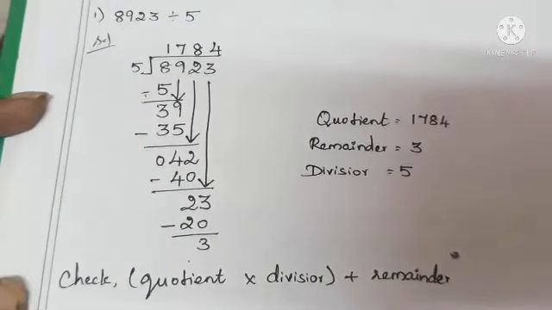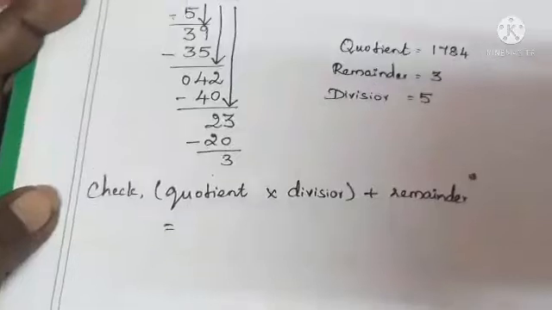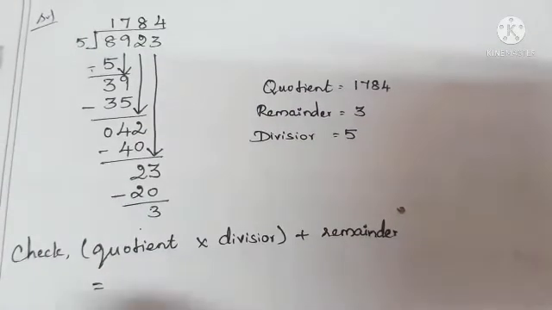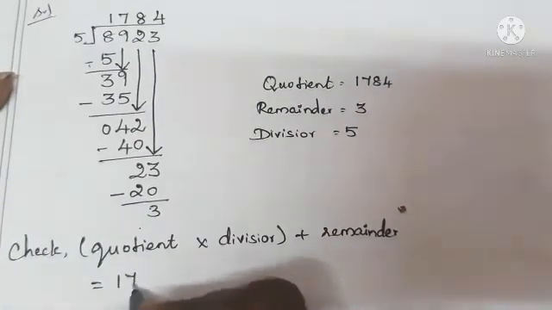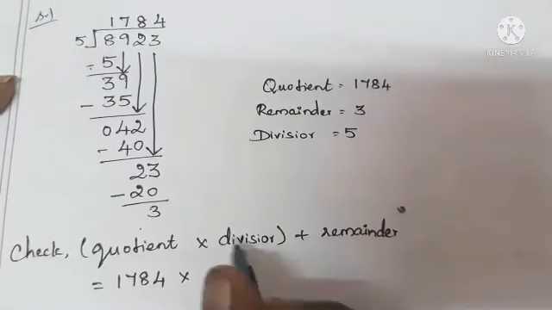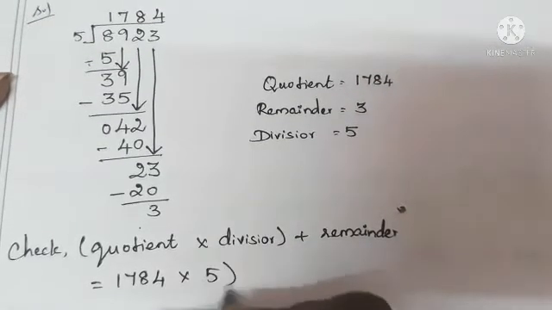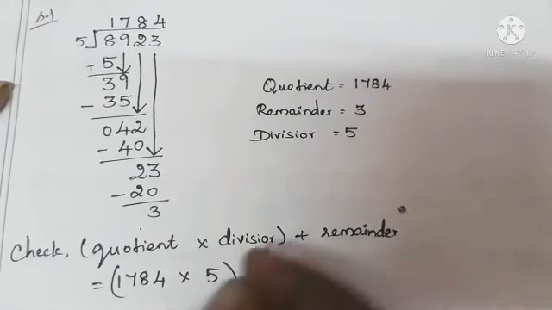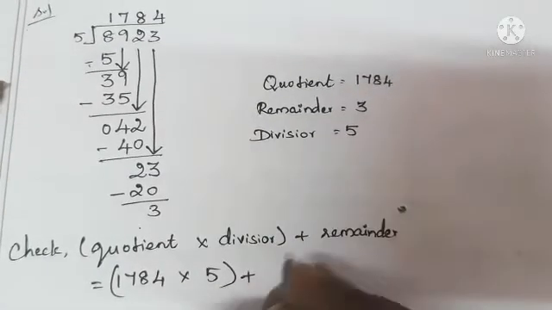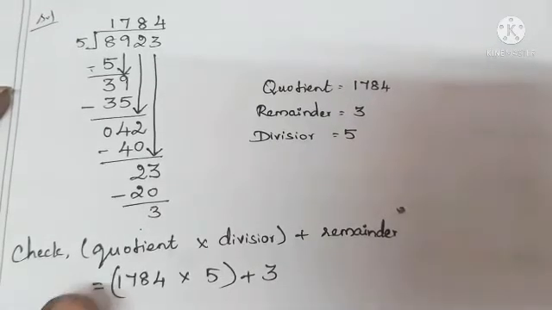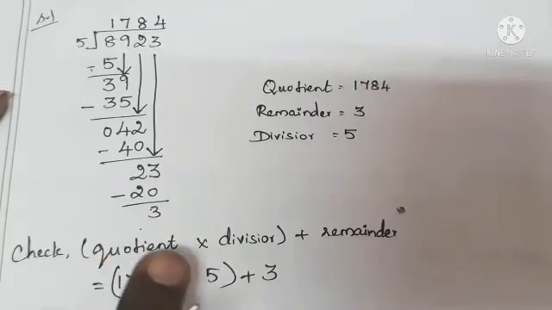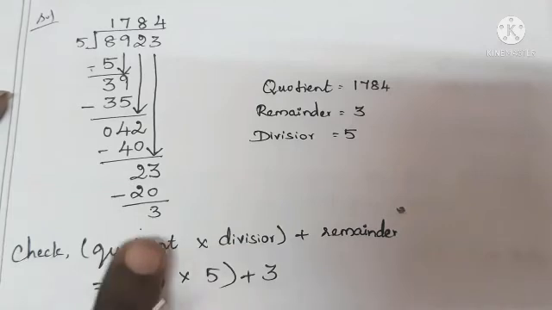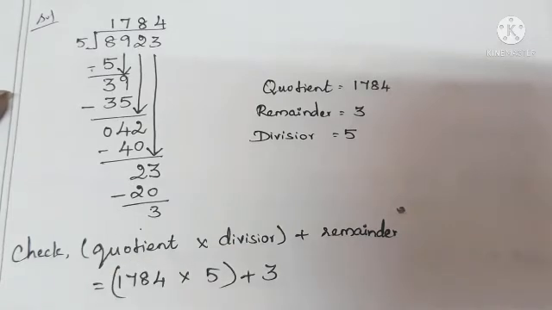So what's the quotient here? We have the quotient as 1784 into divisor. What's the divisor? Yes, 5 is the divisor. So we place the quotient and the divisor inside the bracket. Then what symbol next? Plus. Remainder is 3, so we write 3. Our formula to check the division problem is quotient into divisor plus remainder. So we substitute these values in this checking formula, with the quotient as 1784, the divisor as 5 and the remainder as 3.